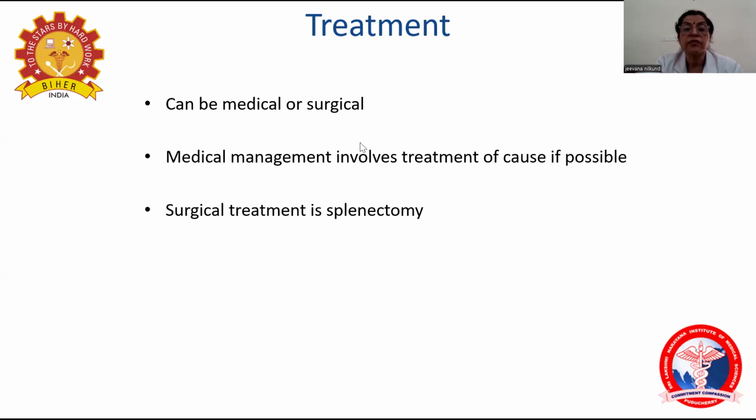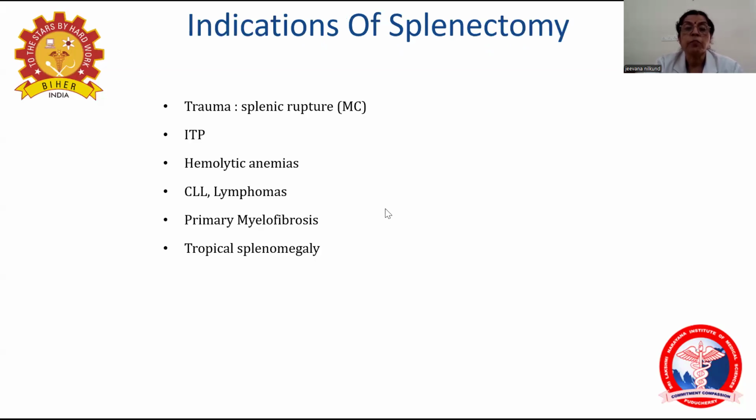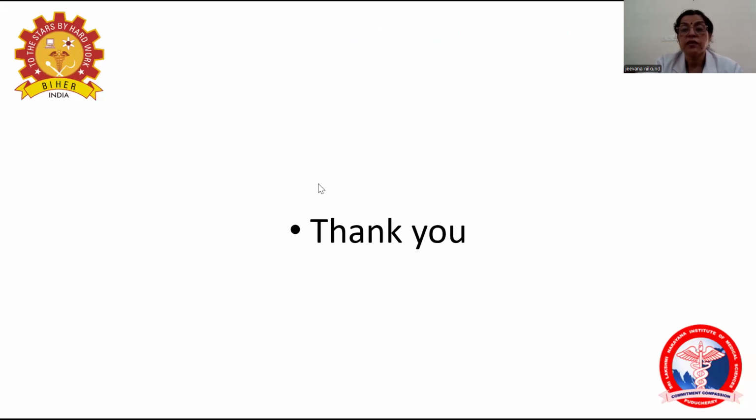Treatment can be medical or surgical based on the cause. Medical management involves treatment of the cause if possible. Surgical treatment is splenectomy. Indications for splenectomy commonly are trauma where there is splenic rupture. It may be ITP, hemolytic anemias to relieve the destruction of the RBCs and the platelets, and CLL or chronic lymphocytic leukemia, lymphomas, myelofibrosis, or tropical splenomegaly.